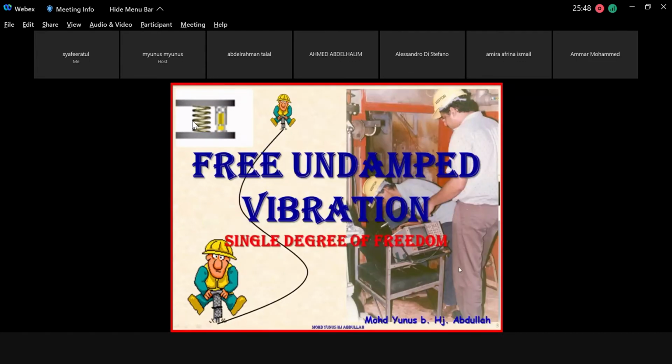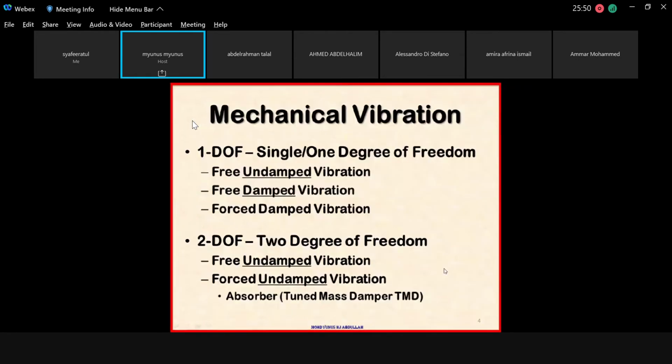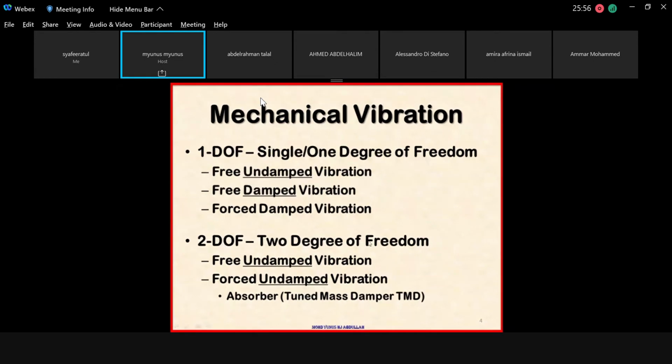Okay. Let's go to the next one. I've been talking earlier about mechanical vibration, about 1 degree of freedom, and the other one, 2 degrees of freedom. So this is 1 degree of freedom. We are going to cover free undamped and free damped. Free undamped today, inshallah. The free damped, the coming week, the coming lecture.